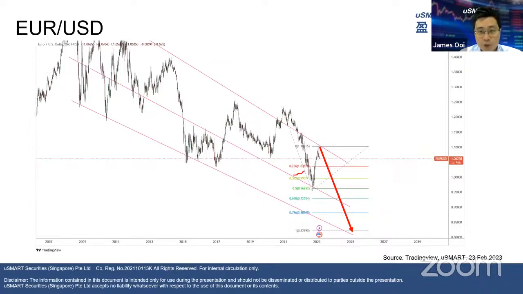So my first downside target is 23.6% at 1.03678. My second downside target is 38.2% at 0.99574, and so on. But if you already missed shorting when the price touched the upper band and started coming down subsequently, then I would say probably you may want to wait for the price to pull back and touch the upper band here.